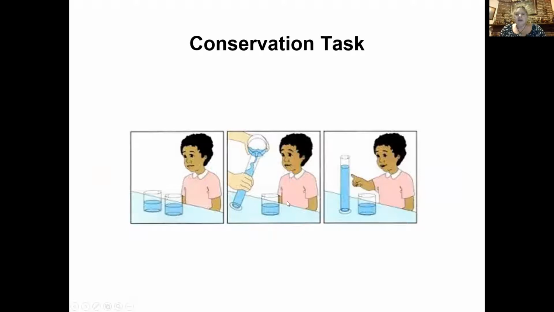Then we take the cup, we pour it into a tall cylinder, and then they would be sitting next to each other, and you ask the child, which one has more? Or does one have more, or are they the same? And the child would say, oh, this one has more. It has more because you can see that it's taller. And when you ask them why it has more, they will tell you that it's because it is taller.